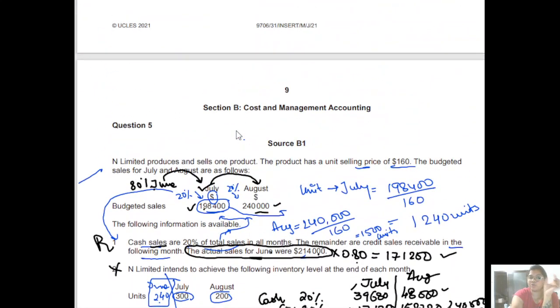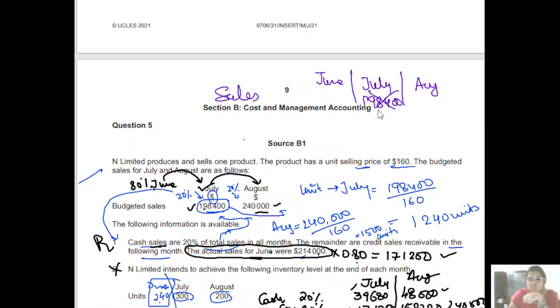Now we have to find out what our sales are. June, July, August sales. July sale is 198,400, which is below $200. August sale is 240,000. Yes, it's above $200. How much? 40,000 exceed. And for the month of June, the sale is 214,000. Okay, it means how much did you exceed?